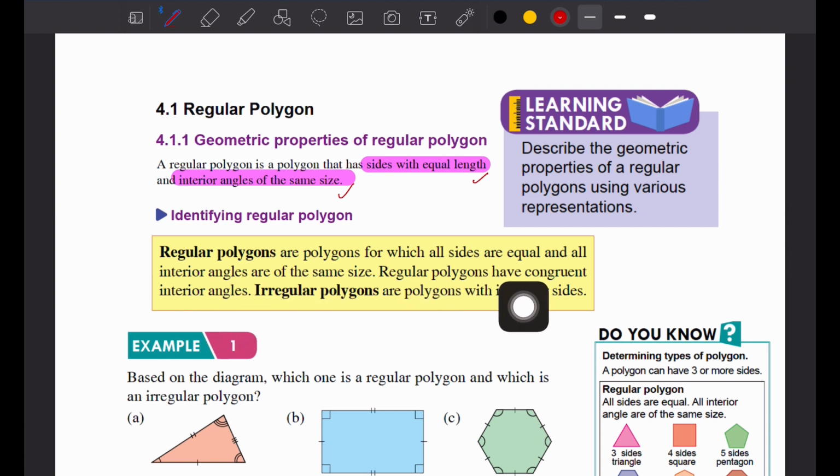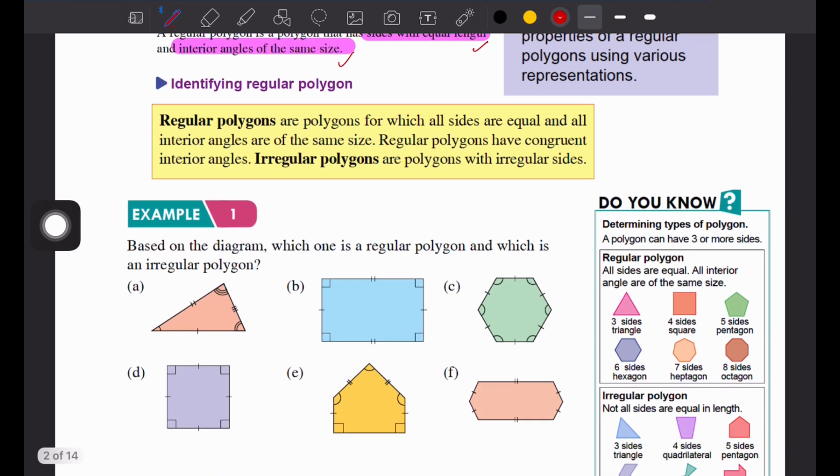So regular polygons have congruent interior angles. I hope you still remember what is congruent. While irregular polygons are polygons with irregular sides. Kalau nak senang, irregular polygons ni kalau bentuk dia pelik-pelik tu irregular lah. Kalau bentuk dia cantik je, kita boleh check dua syarat ni. If it satisfies both syarat, then we can call it a regular polygon.